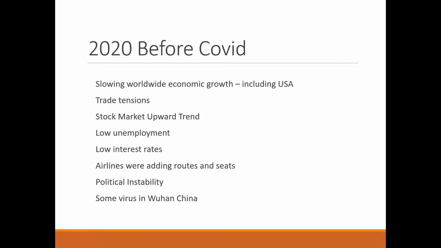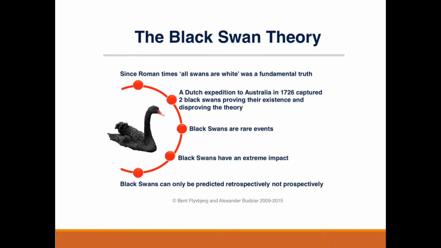I want to introduce something. Now, if you've taken this class with me before, or taken a class in the summer or the fall, this is repetitive, but hey, it's always a good reminder. And that's the black swan theory. Since Roman times, all swans are white was a fundamental truth. And in 1726, in an expedition to Australia, they captured 2 black swans, proving their existence and disproving the theory.